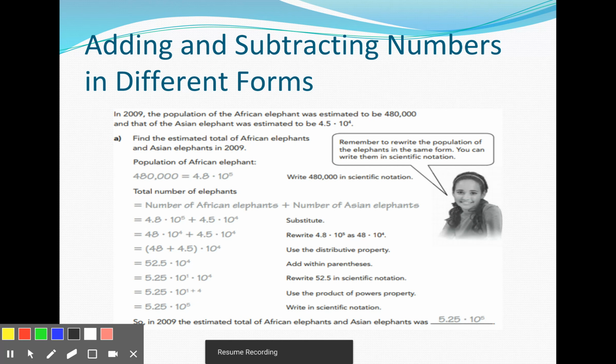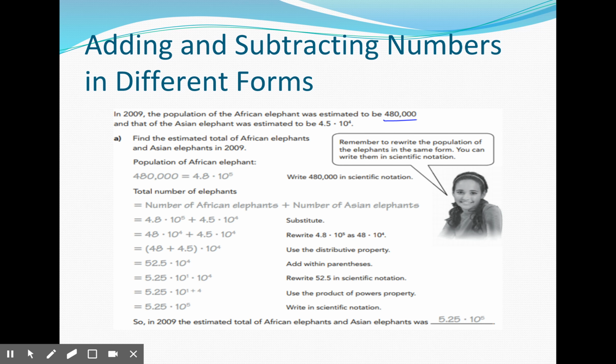All right, last part of this lesson is adding and subtracting numbers in different forms. So for example, if we had a number in standard form, like 480,000 plus this number in scientific notation, 4.5 times 10 to the fourth, we're going to do something similar by just trying to get them both in scientific notation to the same power. So I would turn 480,000 into scientific notation. So I'm moving a decimal 1, 2, 3, 4, 5. So I would get 4.8 times 10 to the fifth power here.